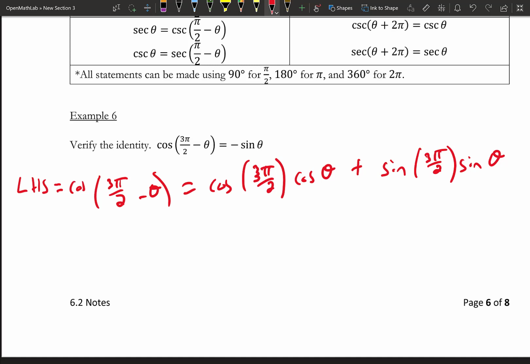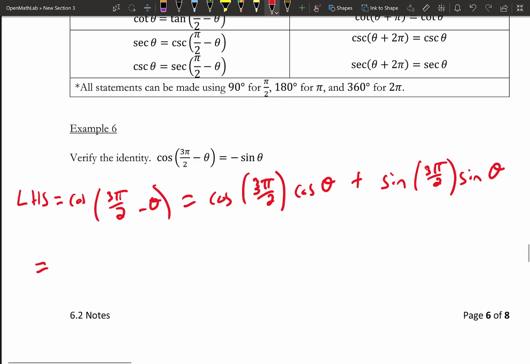And then now I can evaluate, what's cosine of 3 pi over 2? If we think about the unit circle, 3 pi over 2 is here. This is 3 pi over 2.